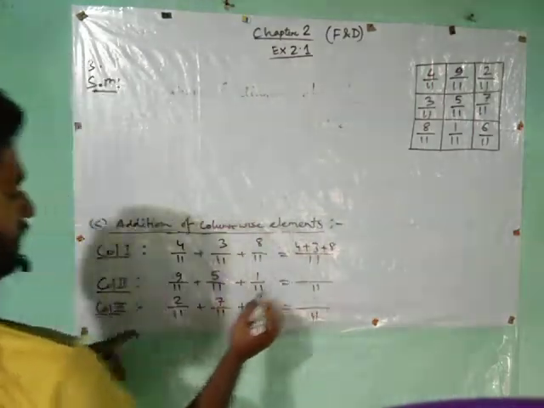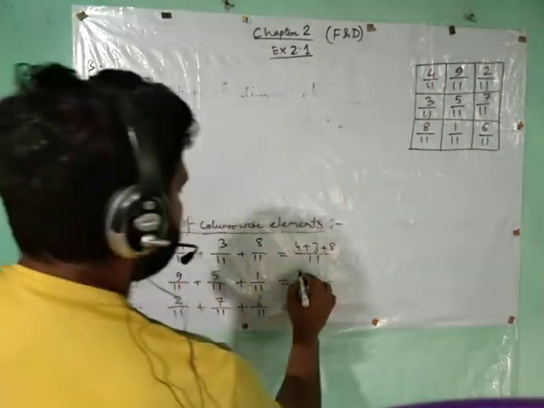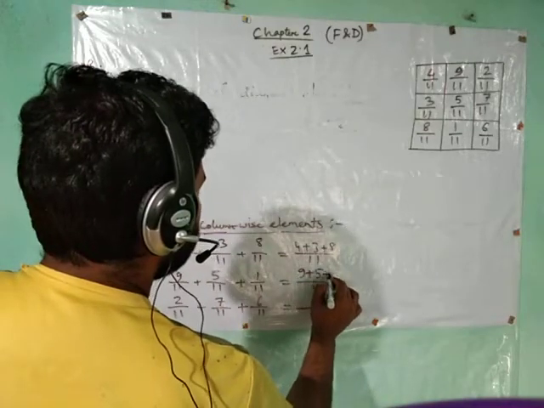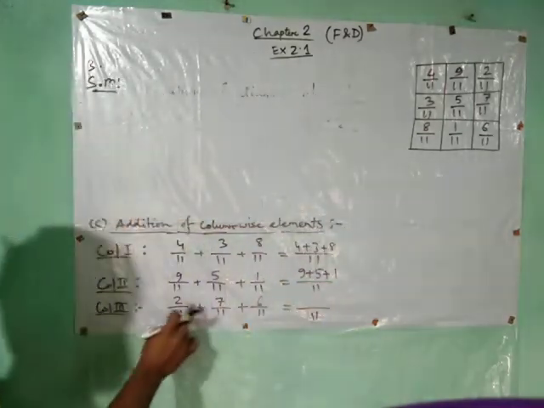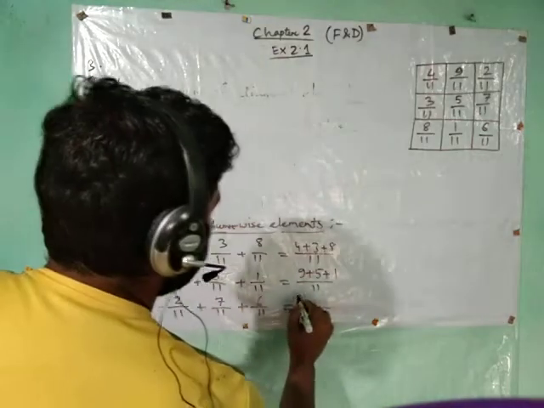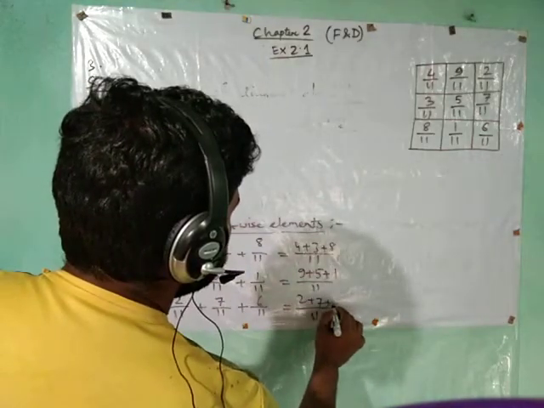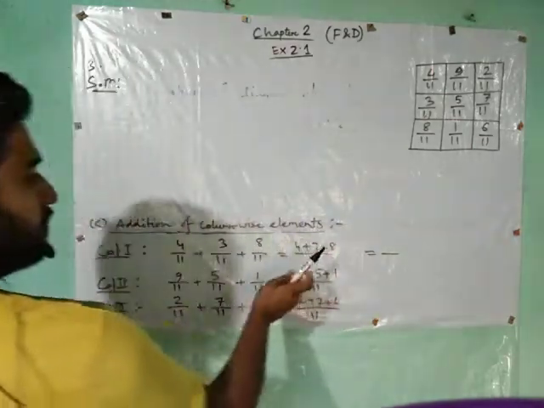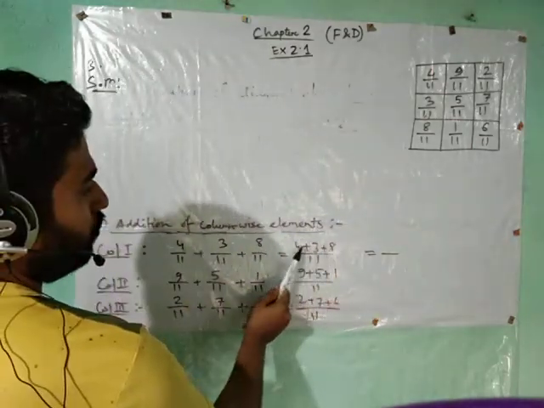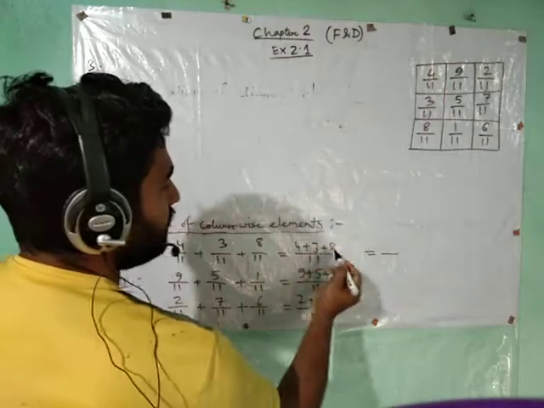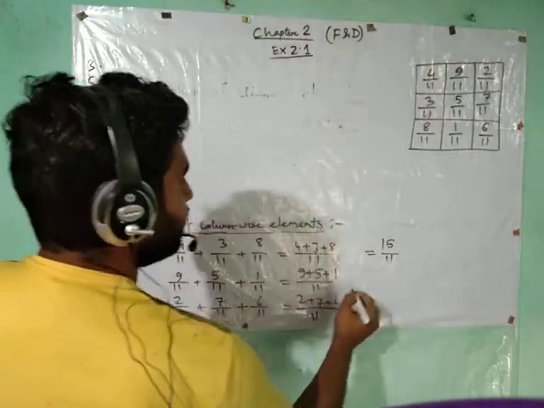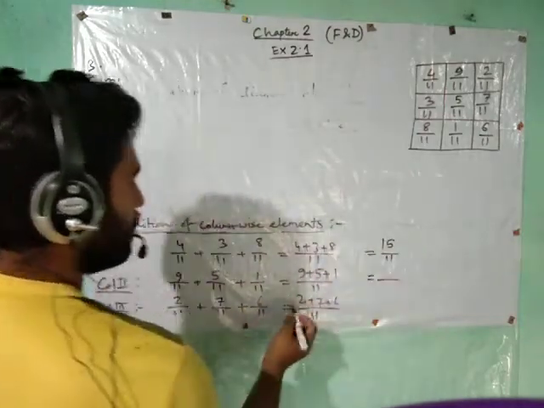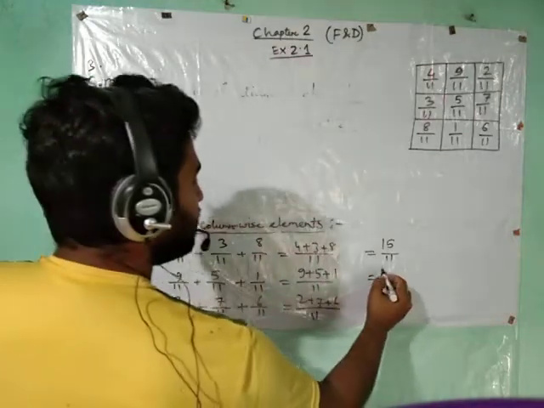Here you will get 9 plus 5 plus 1. Here what will you get? 2 plus 7 plus 6. Now add them all. From here, 4 plus 3 is 7, plus 8 is 15 by 11. Next, 9 plus 1 is 10, plus 5 is 15.